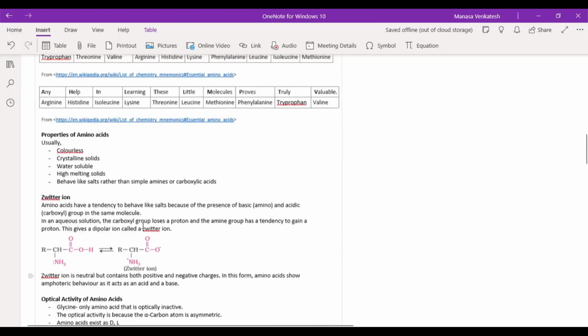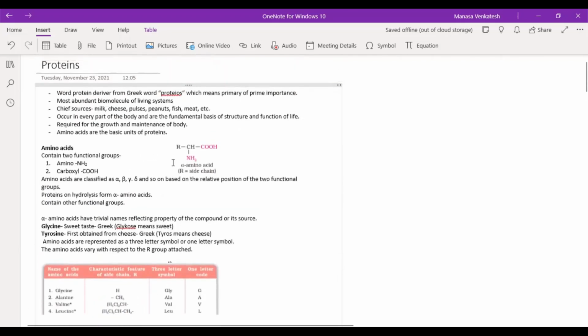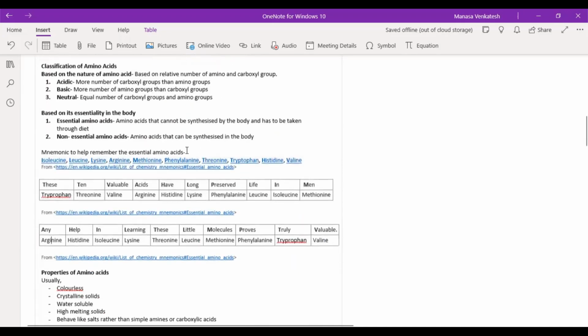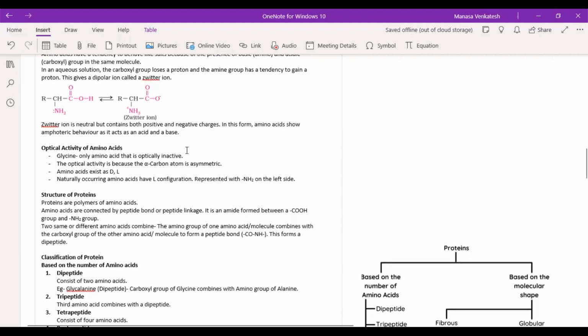Next is the optical activity. This is the structure of amino acids, right? The R group in all these cases makes this carbon atom optically active, except for glycine. In case of glycine, this carbon atom is bound to 2 hydrogen atoms, and because of that, it is optically inactive. So all the amino acids except for glycine are optically active, because of the alpha carbon, which is asymmetric. The amino acids can exist as D and L, and naturally occurring amino acids have an L configuration.